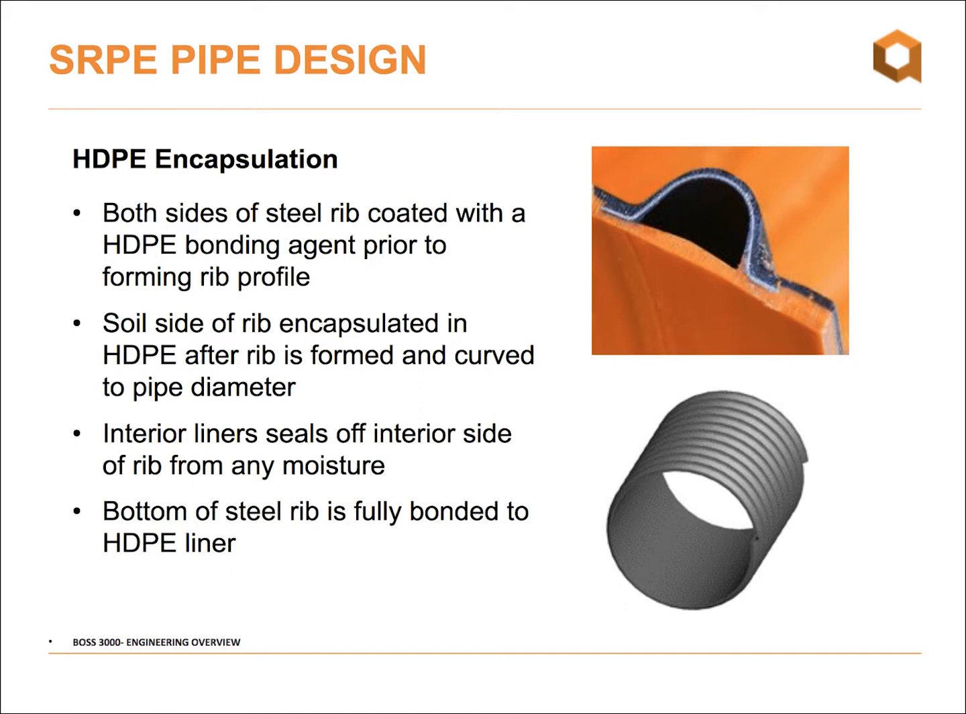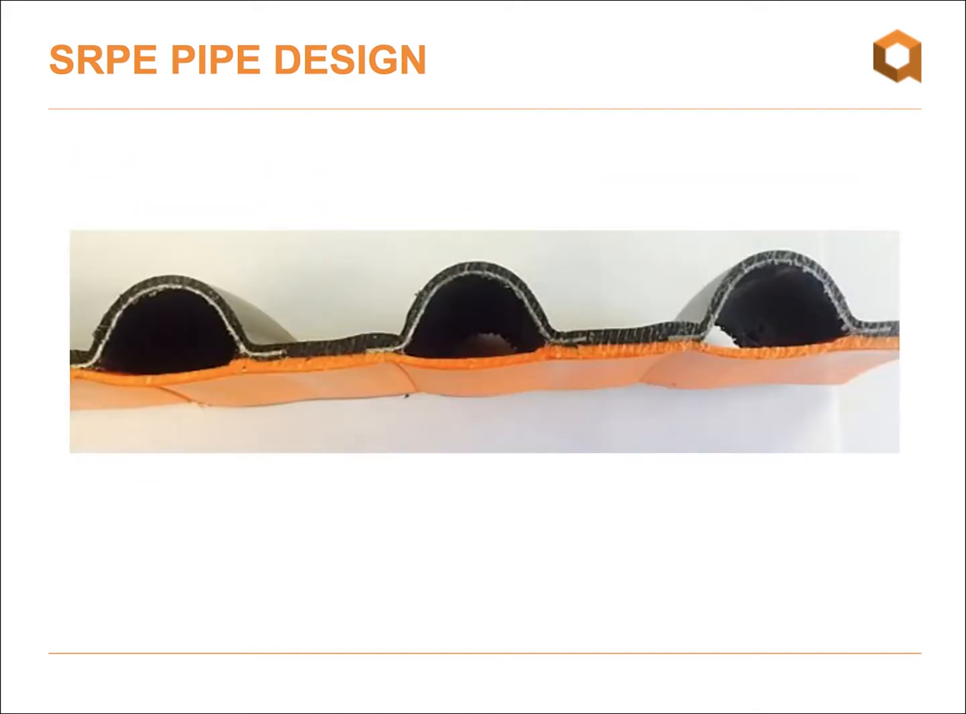I'd like to show you a larger image of the reinforcing rib profile. As you can see, the polyethylene is outside, there's polyethylene inside the reinforcing rib, and then the whole thing is completely encapsulated by the inner liner.